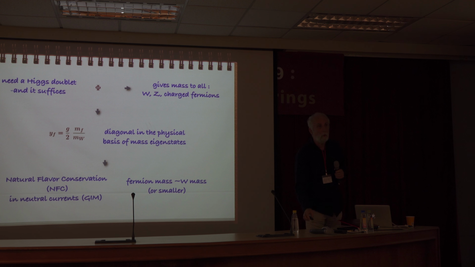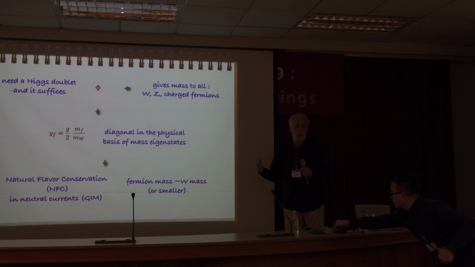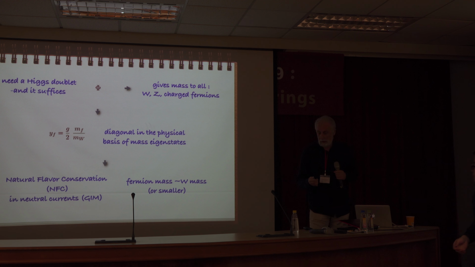Anyway, when you diagonalize the mass, you diagonalize the Yukawa coupling. You all know this, okay? Also, this explains to us why the fermion masses live at the weak scale and are not very large.